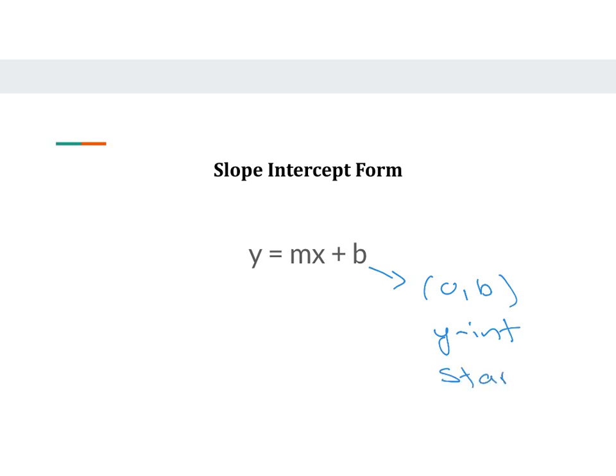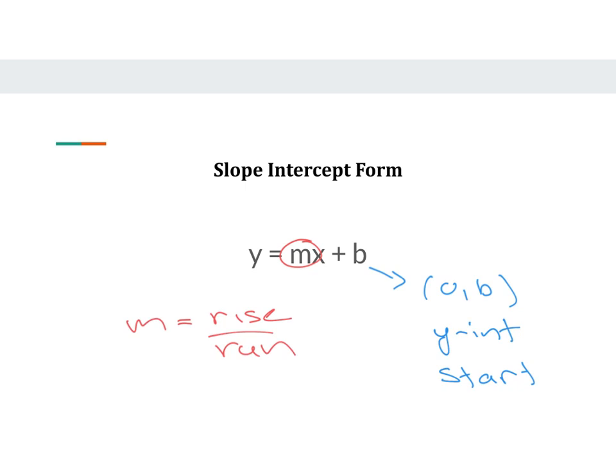So I'm going to start by graphing the point 0, comma b. Once I've done that, I'm then going to identify my slope. And I want to use m as my slope. And I like to use a fraction here to find my rise over my run, to then tell me how to go from my y-intercept to my next point on my graph.